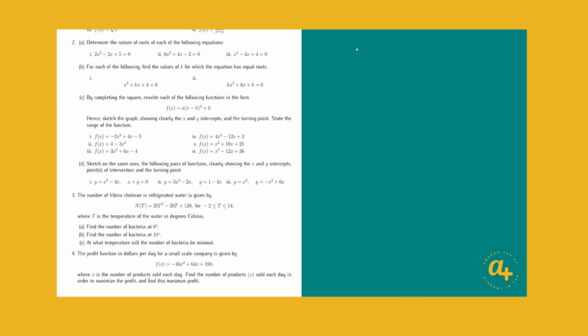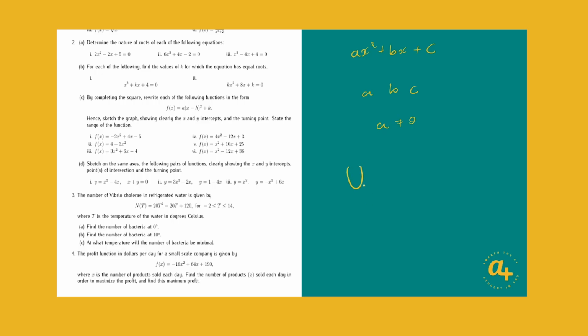A quadratic function is a function which is written in the form ax squared plus bx plus c, where a, b, and c are all real numbers and a is not equal to 0. This is what a quadratic function is, and it's important to know that whenever we graph a quadratic function, it forms a U-shaped curve known as a parabola.